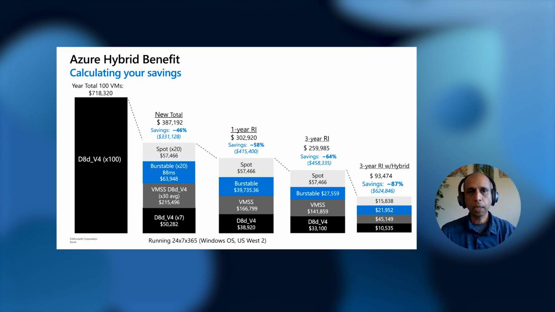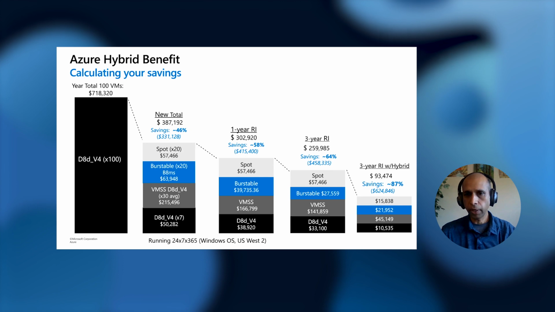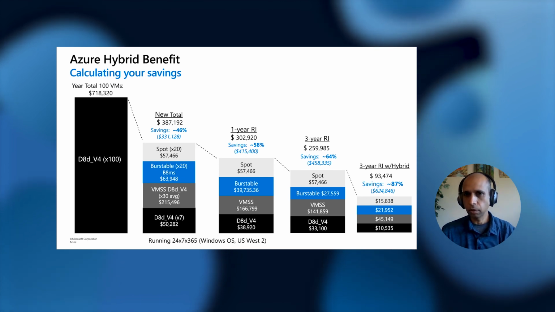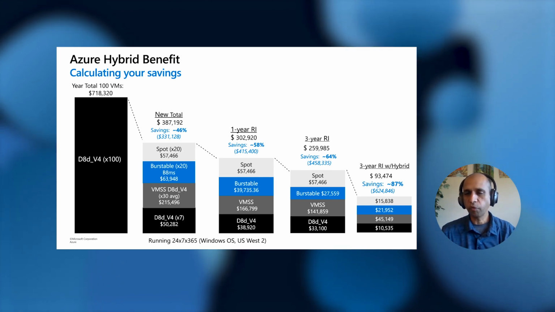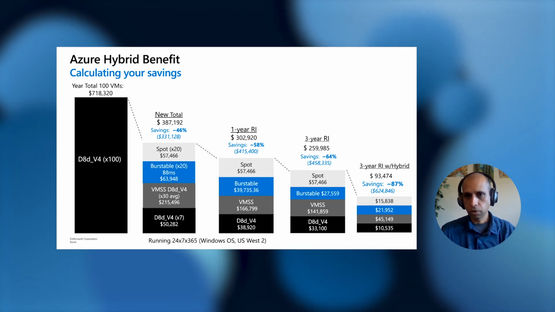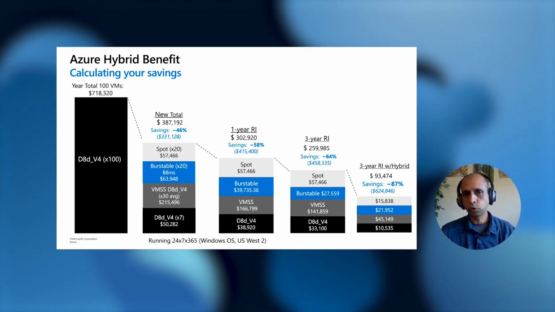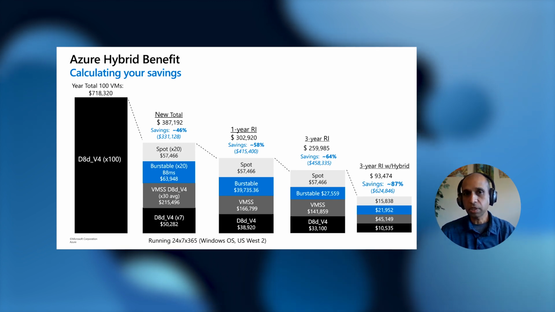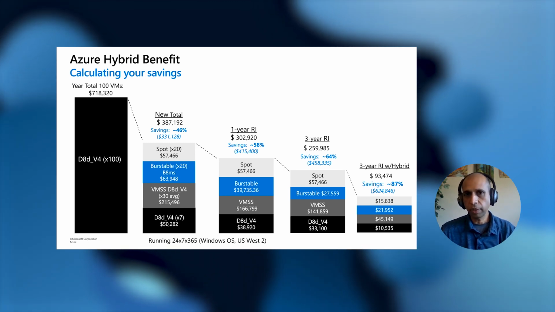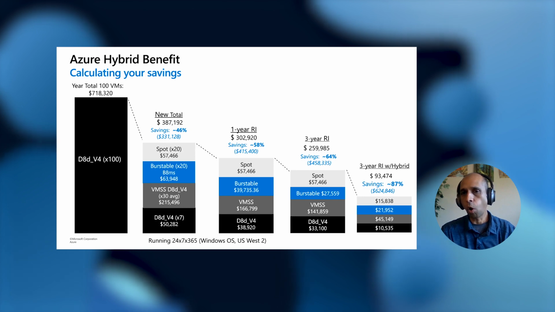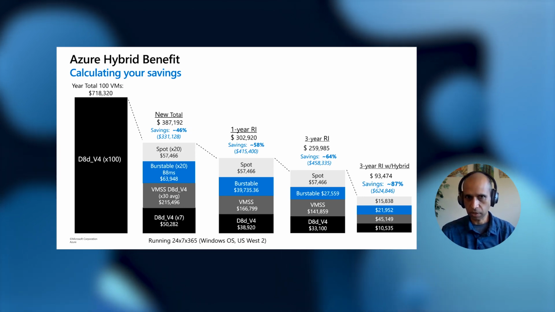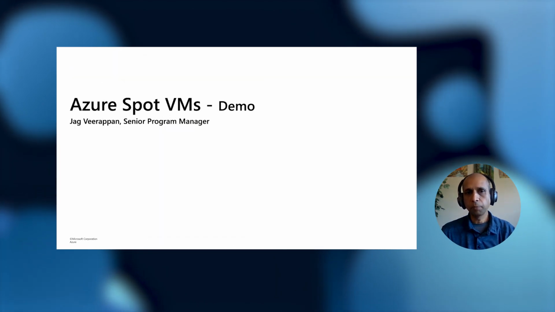If we layer Azure Hybrid Benefit into the applications that we have modeled, with a 3 year RI and Azure Hybrid Benefit layered in, we see a total savings of 87%. That's 87% of the total cost that we modeled. This is a tremendous amount of savings that you could benefit from by using all of these options that we have just discussed. Now, I'm going to hand over to Jag Veerappan, who's a senior PM in the Azure Compute organization, who will demo Spot VMs for us.